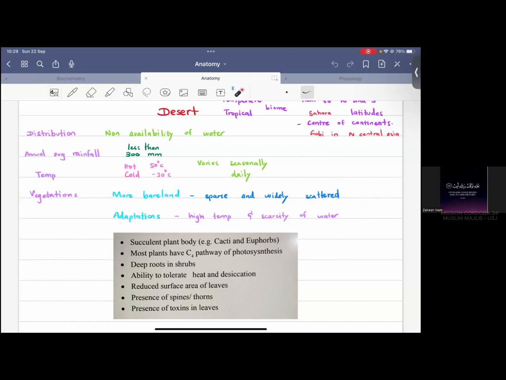And there will be reduced surface area of leaves. Why? To reduce the transpiration. Presence of spines or thorns. Why? Because leaves are modified into spines or thorns so that they can reduce transpiration. And presence of toxins in leaves. Why toxins in leaves? To save themselves from the predators. Oh, not the predators, from the herbivores. Adaptations, how many do you have? 7. At least remember 5. Better to remember all 7.